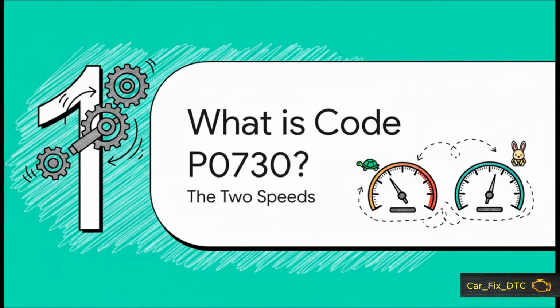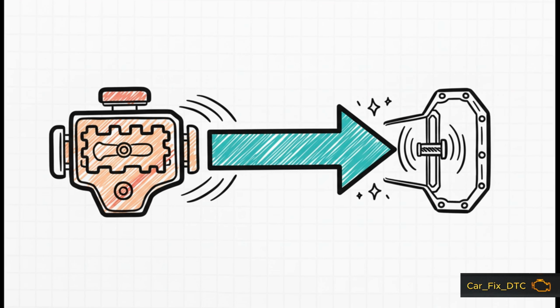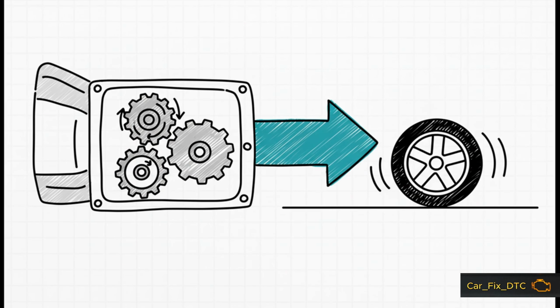Okay, so to really get what this code is all about, you gotta think of your transmission in a super simple way. It's basically a manager of two different speeds. Sounds simple enough, right? Let's get into it. So first up, you've got power coming in. This is the input speed. It's the raw horsepower coming straight from your engine, and it's spinning a part called the input shaft. Just think of it as pure engine power, ready to be used. And then, after all the gears inside that transmission do their thing, their magic really, that power gets sent out to the wheels at a totally different speed. That's your output speed, and that's what physically makes your car go.